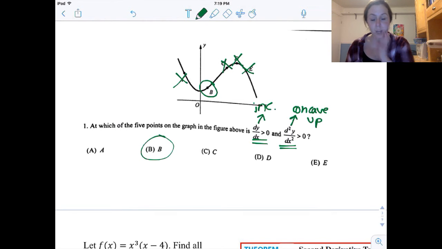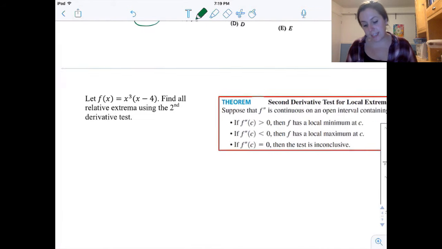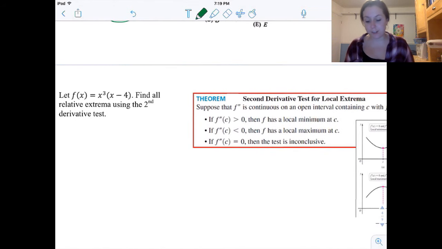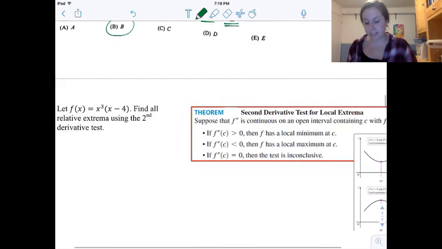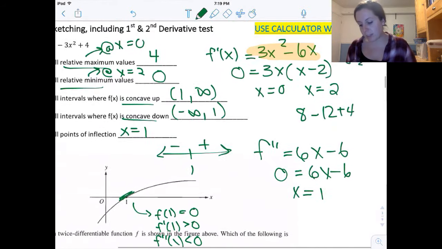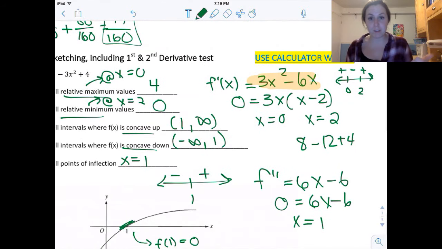All right, next one, second derivative test. This is going to be the last thing for curve sketching. I would say this was probably the most missed question on the last test because you guys are so used to first derivative test, you forget that this is an option. So first derivative test was what we did up here when we said, okay, let me find my critical values. Those are the candidates for my maxes and mins. And then I'm going to look for a sign change.